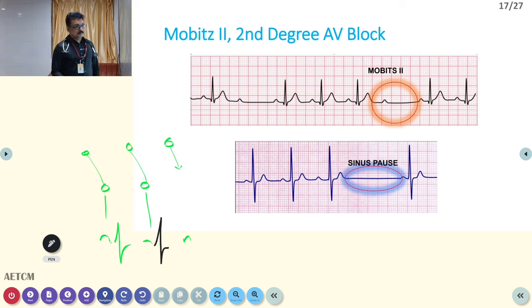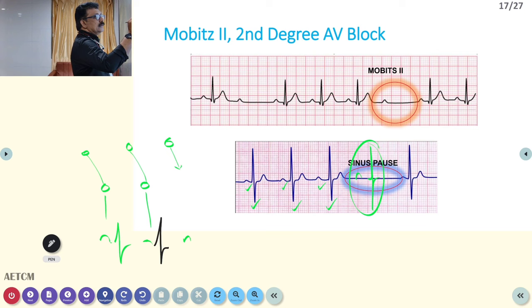Whereas in sinus pause, P wave is there, there is a QRS complex. P wave is there, there is a QRS complex. P wave is there, there is a QRS complex. But then there is no P wave and no QRS complex. Both are missing. This is called a sinus pause. This is different from your Mobitz type 2, because there is a P wave here, but there is no P wave in sinus pause. There is no QRS complex here, there is no QRS complex here. But P waves are formed in Mobitz type 2, P waves are not formed in sinus pause. Both are different. Sinus pause means both atrium and ventricle are not activated.